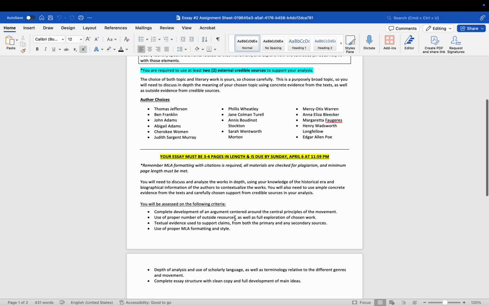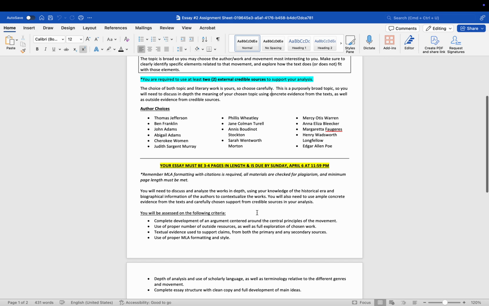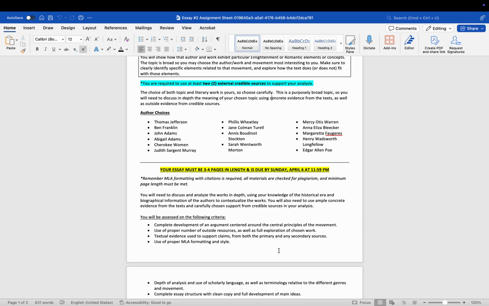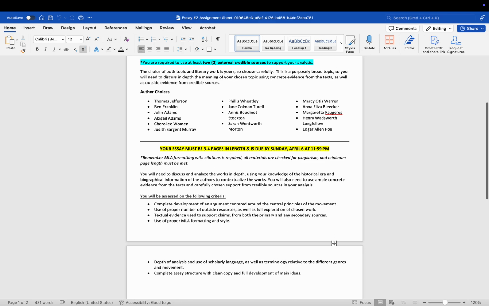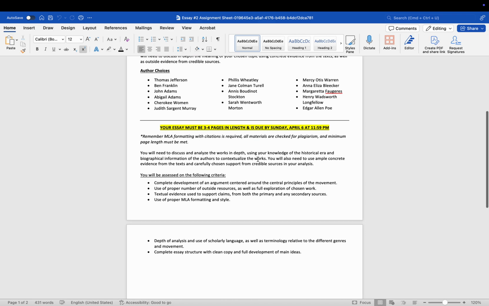You have a ton of different authors and works that you read in this unit, so choose, of course, from something that we read. Your essay has to be 3 to 4 pages in length and is due by Sunday, April 6th at 11:59 p.m. As always, remember MLA formatting, everything's checked for plagiarism, and meet the minimum page length or you will have points taken off. You can always write more, you can't write less.